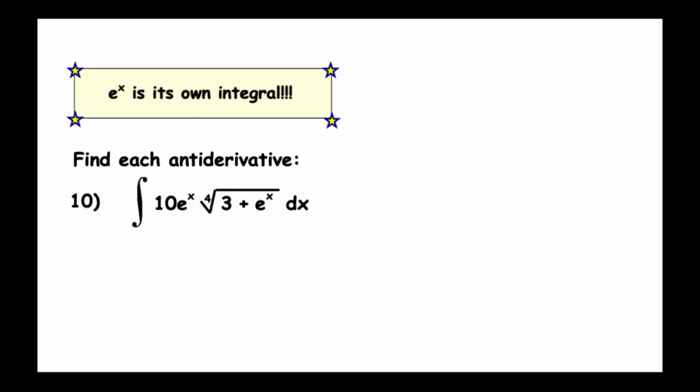This number 10 has the look of just a classic u sub problem. So let's try it out. I'll start with the u being the most hideous, ugly, heinous part of the problem, which has got to be the stuff inside the 4th root. Ugh. So it's going to be e to the x plus 3. I said that backwards. That's the same thing.